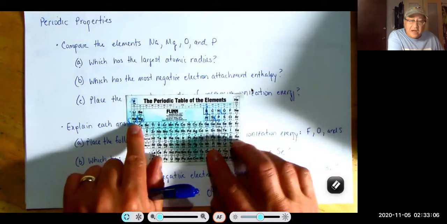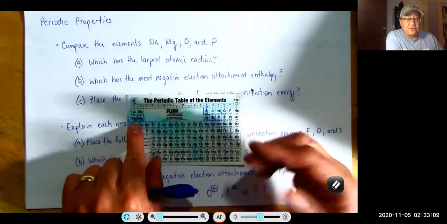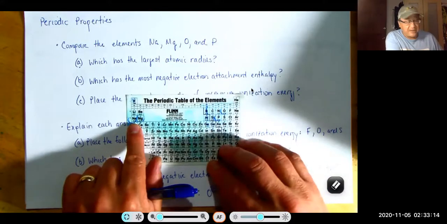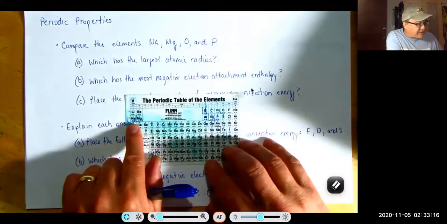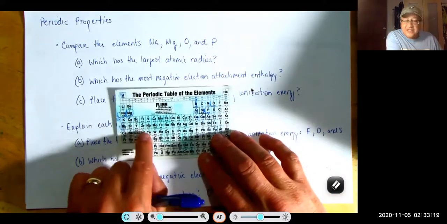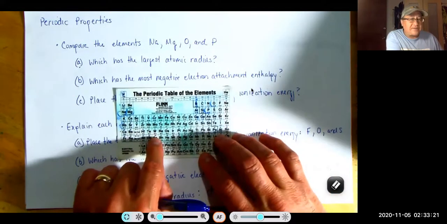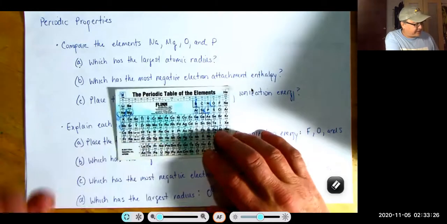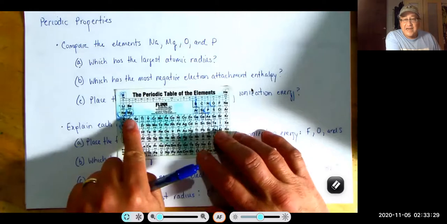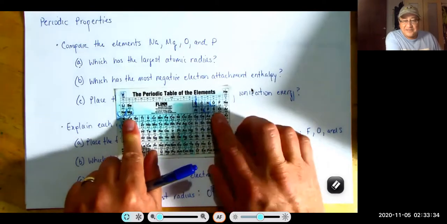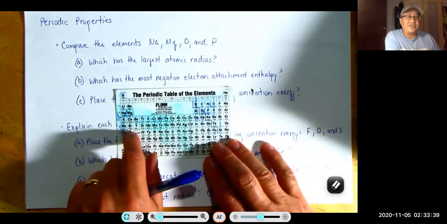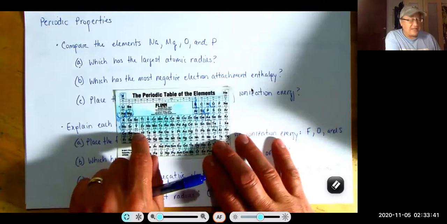Why is sodium bigger than oxygen? Well, because sodium has something in the third shell. Oxygen only has something in the second shell. And when I say something, I'm talking electron. Which has the most negative electron attachment enthalpy, which is another way of saying which one wants an electron more? Well, I think it's pretty obvious. We know that these guys turn into cations. That means they don't want electrons. These guys turn into anions, which means they want electrons. So it's oxygen. Oxygen has the most negative electron attachment enthalpy.